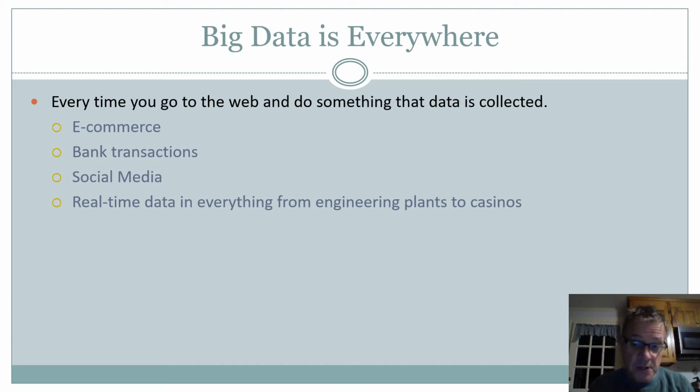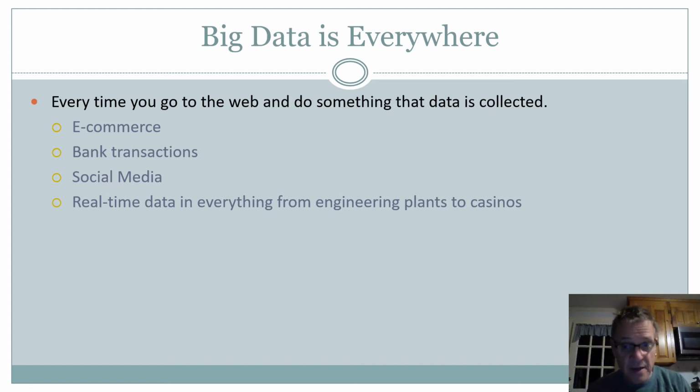If you make a post on social media, if you post about your cats on Facebook, that's going to find its way into a big data stream of some type. And this can be real live data in everything from engineering plants to casinos. So you could be in an engineering plant and you're using real-time data to monitor the productivity and efficiency of certain equipment that you have. If things fall below a certain threshold, you'll get an alert on that.